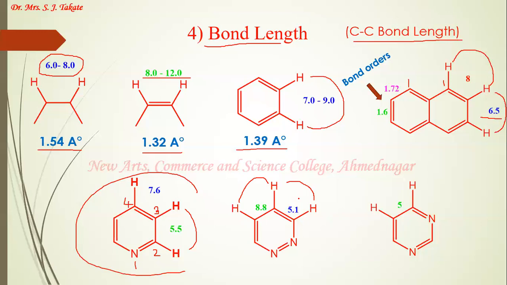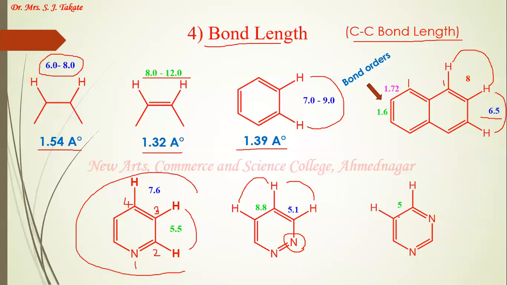Even though it looks like a double bond, due to the resonance, the bond length will be less than the bond length of an olefinic double bond. But here there is a large decrease in the coupling constant value because of the presence of the electronegative nitrogen. That can be seen again here. Here also the coupling constant value is small.